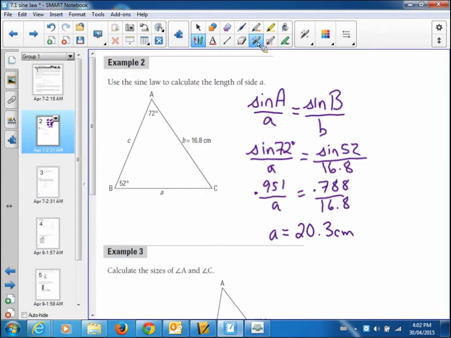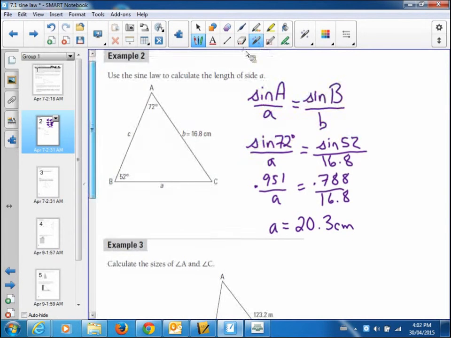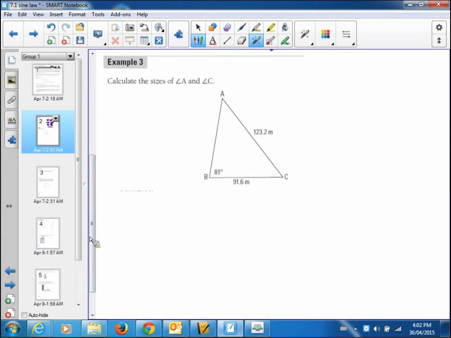Now, moving right along. The next example, example 3. I didn't use an example 1, that's why we're skipping from 2 to 3. We started at 2. Calculate the sizes of angle A and C. Right off the bat, we have angle B and side B. And we have side A, and we want angle A. Let's do that first then.